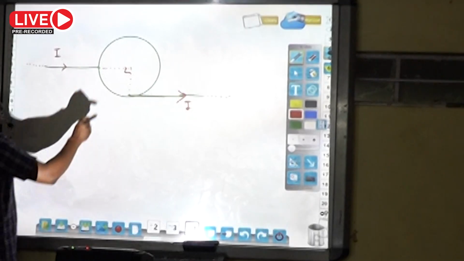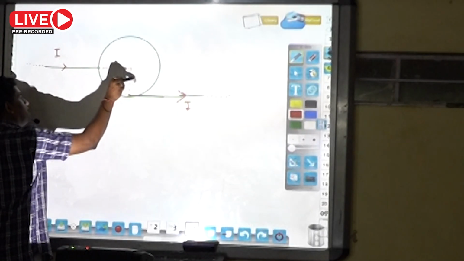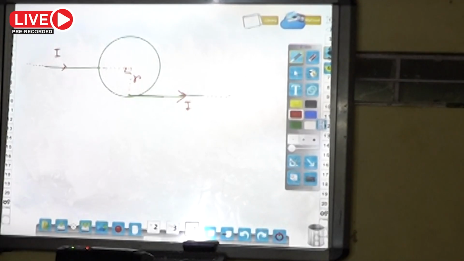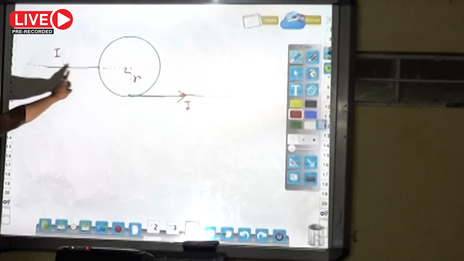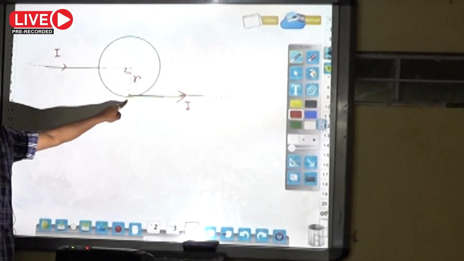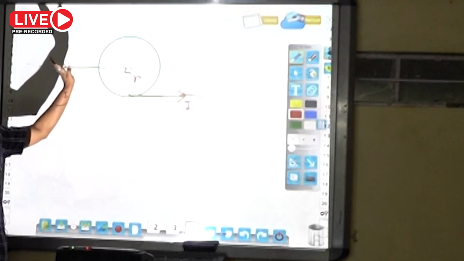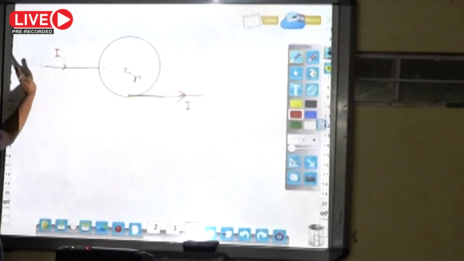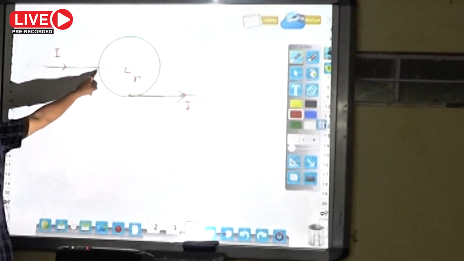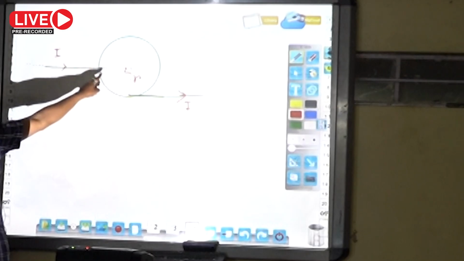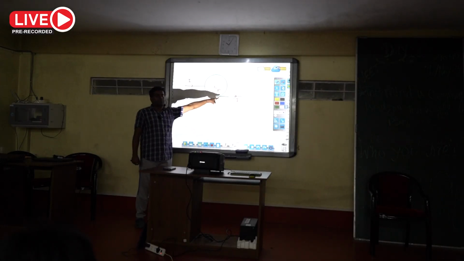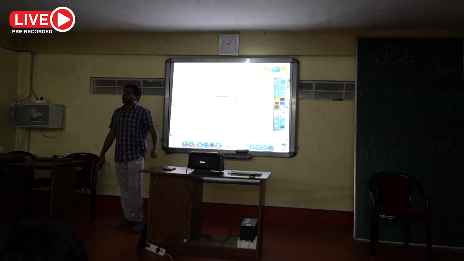This one is a circle of radius r, which is made of a uniform cross-sectional wire. The two wires which are connected at the two ends of this circular loop are also of the same material, same wire. Now this portion is infinitely long on this side, and this side is attached to the circular loop. This portion is attached to the circular loop and on the other side it is again extended up to infinity.